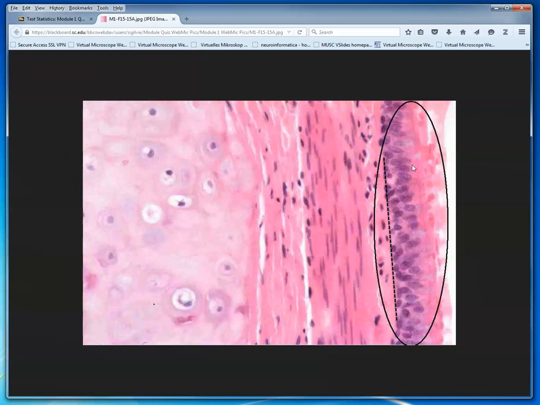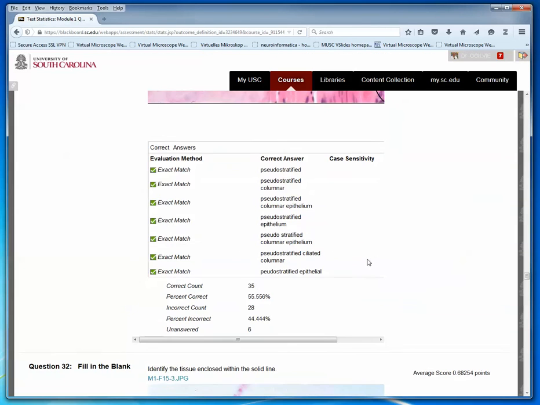There's the cilia projecting from the surface of the cells, and you can see that it looks like there might be two layers of cells, but you do not see two distinct layers of nuclei. In order to call it stratified epithelium, say stratified columnar, you're going to have to see two distinct layers of nuclei, and this is not the case. So that was pseudostratified ciliated columnar.